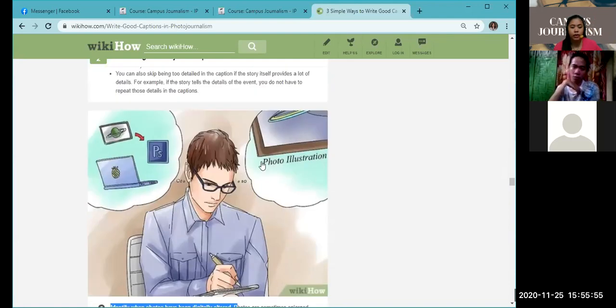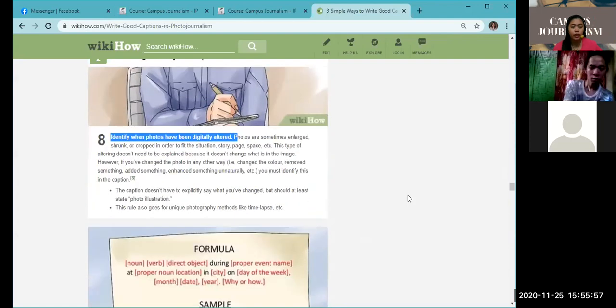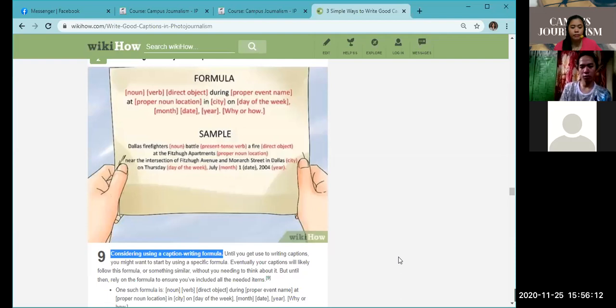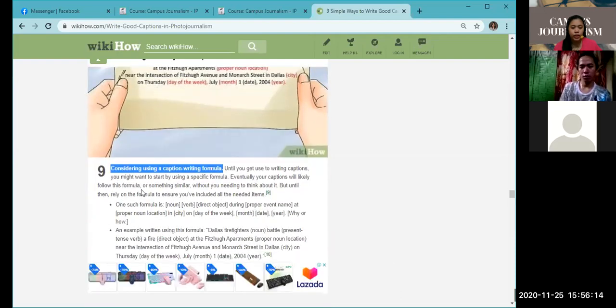For example, whether it was edited or was taken like this and like that. And consider using a caption formula. Until you get used to writing captions, you might want to study or start using a specific formula, because eventually your captions will likely follow this formula or something similar without you needing to think about it.